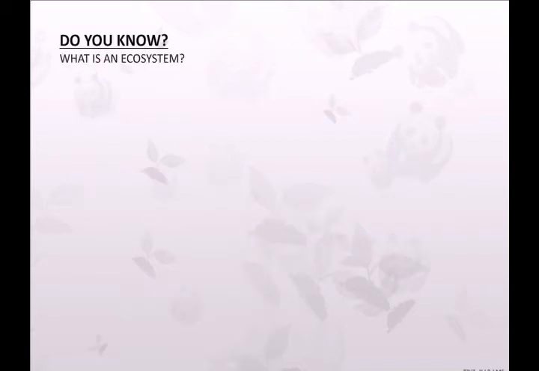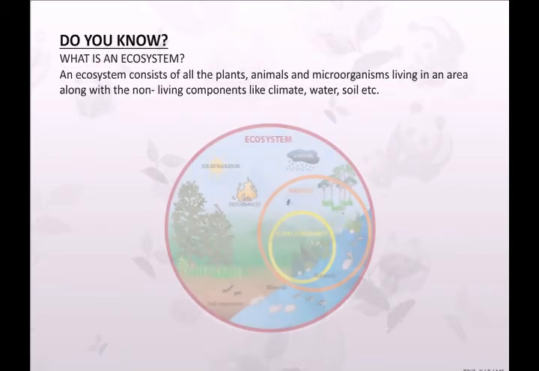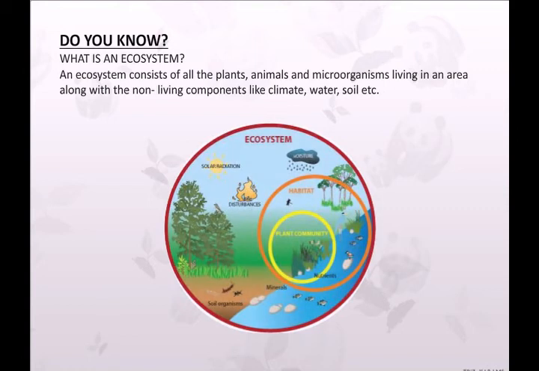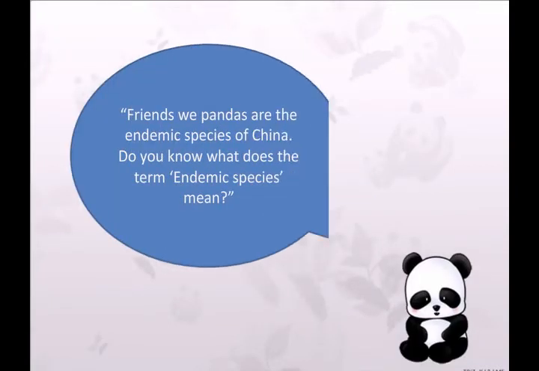Do you know what is an ecosystem? An ecosystem consists of all the plants, animals and microorganisms living in an area along with the non-living components like climate, water, soil, etc.